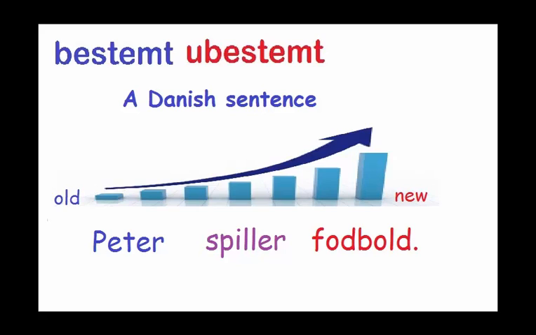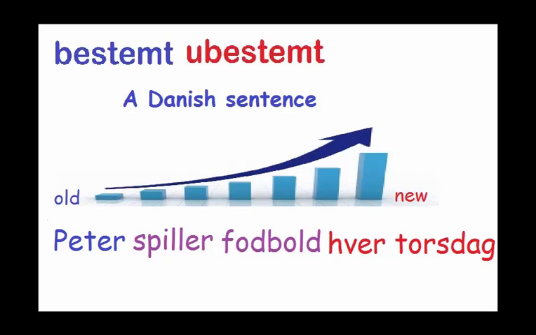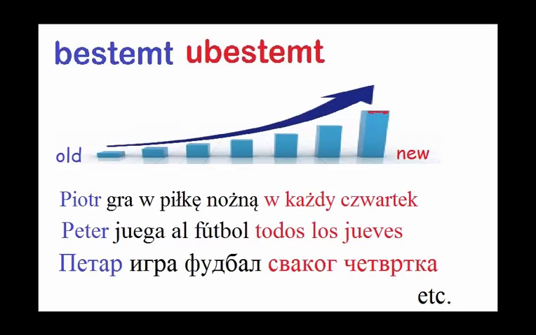We can expand on the news value by adding more new news. Peter spiller fodbold hver torsdag. So now, hver torsdag, every Thursday, is the newest of the news. Old, newer, newest. Unimportant, more important, most important. Try to think of how this works in your own language. For most European languages, this system applies to a T. If you speak Hindi, Urdu, Persian, or a related language, it's actually the opposite of Danish.